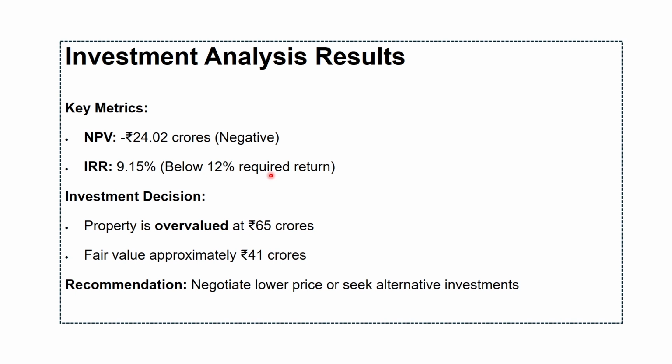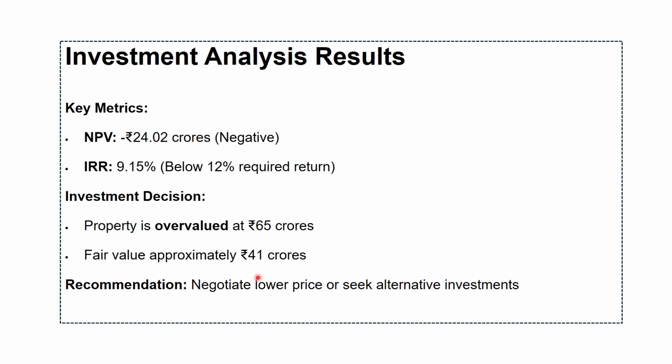These metrics lead to a clear investment decision. The property is overvalued at 65 crores with a fair value of approximately 41 crores based on our analysis. Our recommendation would be to negotiate a lower purchase price closer to the calculated fair value, or alternatively seek alternative investment opportunities that meet our return requirement. This case study demonstrates how DCF analysis provides an objective, quantitative basis for investment decisions and can prevent investors from overpaying for properties even in attractive markets like Bengaluru's Electronic City.